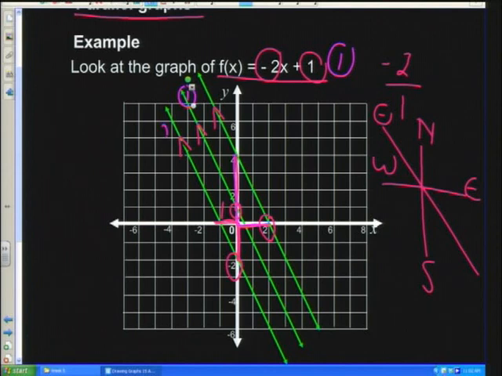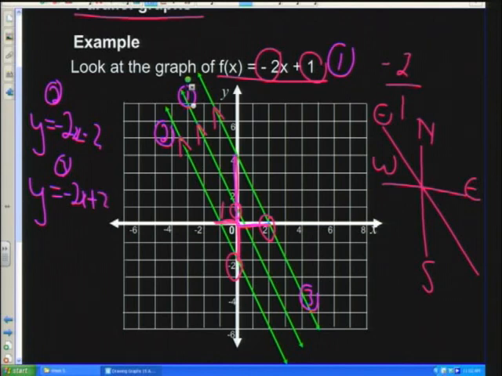If I call this graph number 2, then its equation will be y equals negative 2x, and its y-intercept is negative 2. If I look at graph number 3, this is graph number 2, remember, and graph number 3 is also minus 2x, but the y-intercept now is plus 2. So there you are. Can you see?